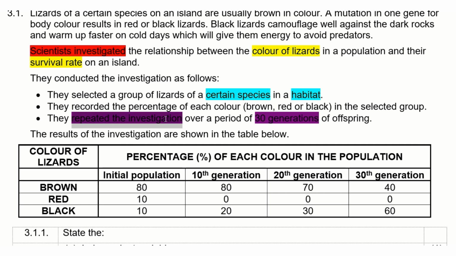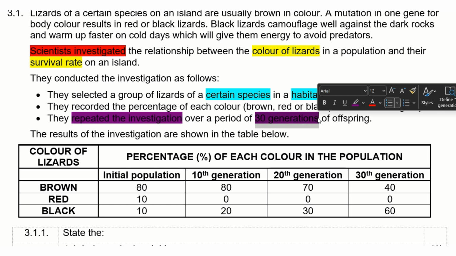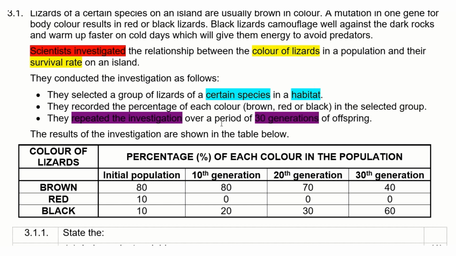Okay, so you always look for somewhere where it says they repeated the investigation or they used a large sample size. But don't just say they repeated it or they used a large sample size. Be specific. So in this case, say they repeated the investigation for 30 generations. Be specific in your answer because oftentimes they want that specific number. Or if they mentioned the number of lizards they used, then you could have said they used a large sample size of 150 lizards.